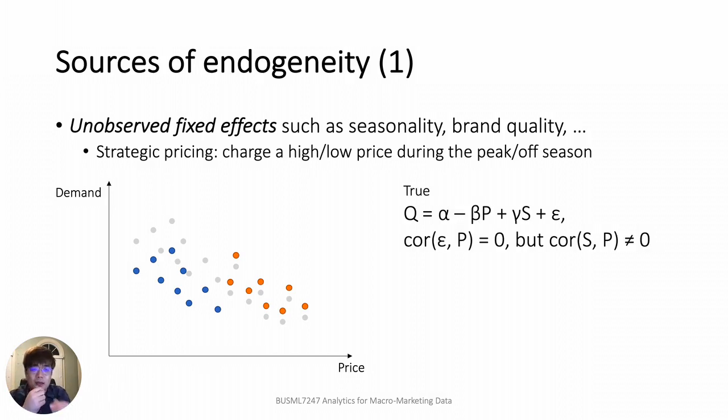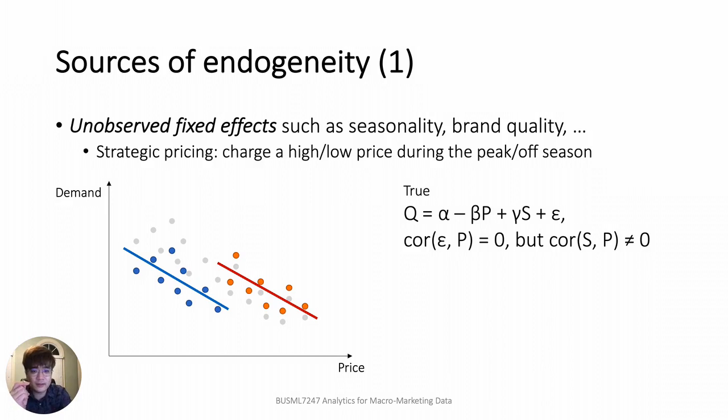That is, in the true data generating process, the demand, Q, is given by the price, P, and the season, S. And the price is correlated to the season, although the price is uncorrelated to the error. Then, the price coefficient, beta, is the slope of the data by seasons.